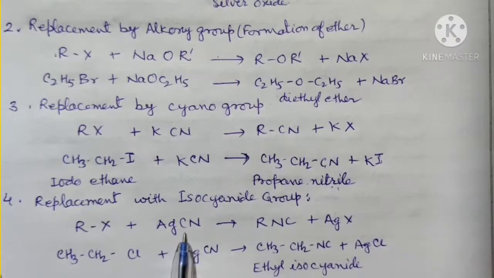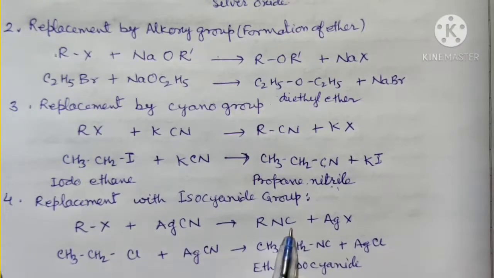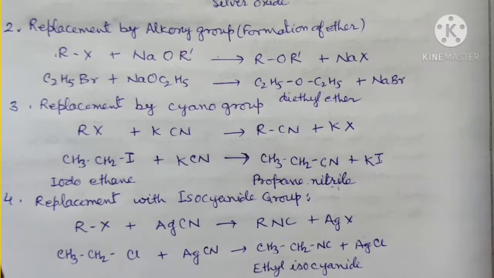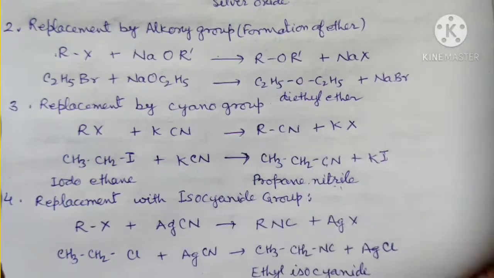So when we do it with silver cyanide, the product will be isocyanide. It is also called carbylamine. Now, ethyl chloride when reacted with AgCN is converted into ethyl isocyanide. And these are the four nucleophilic substitution reactions.